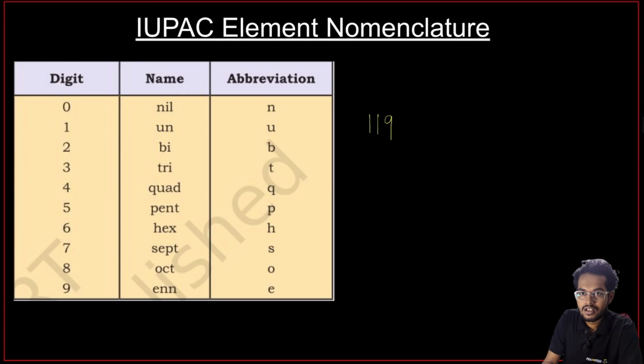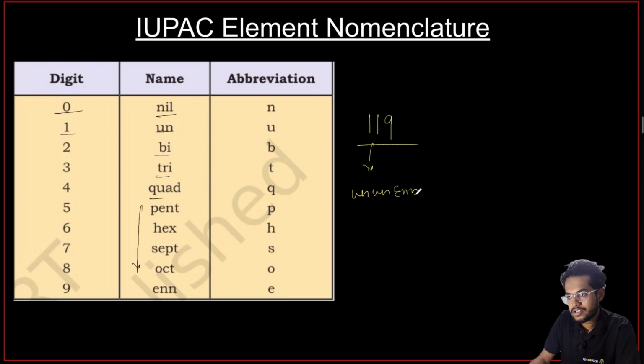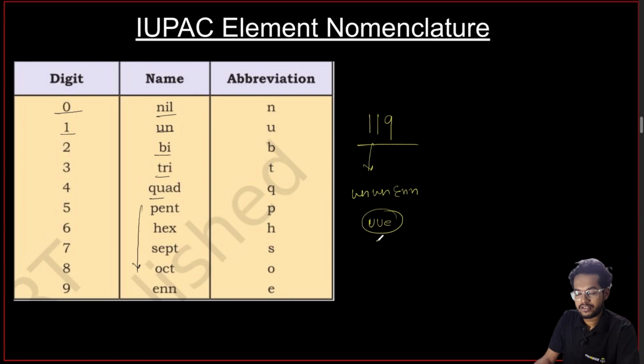As you can see, if your digit is 0, you will name it nil, 1 is un, bi, tri, quad, pent, and so on. So if your element is 119, for 1 it is un, for the second 1 it is un, and for 9 it is enn. So it is un-un-enn. This will be your element.